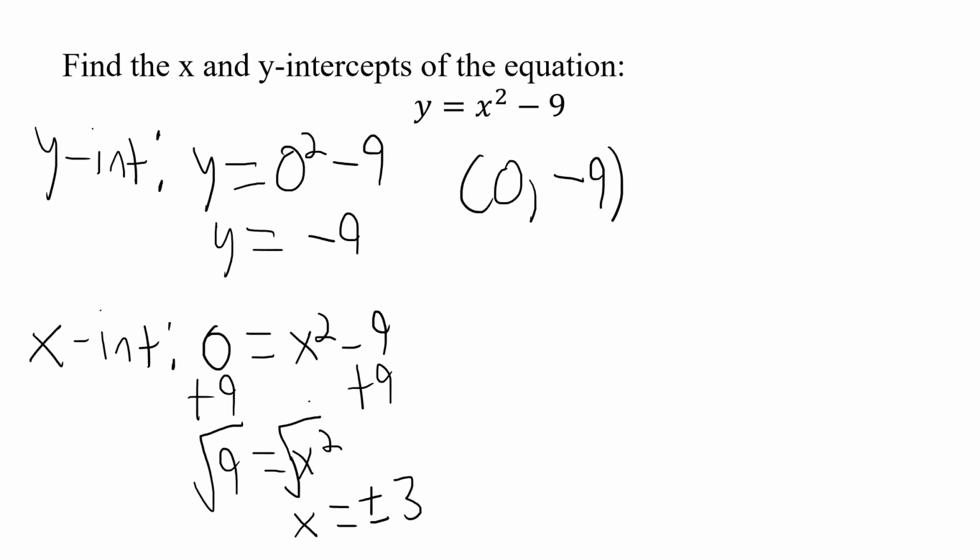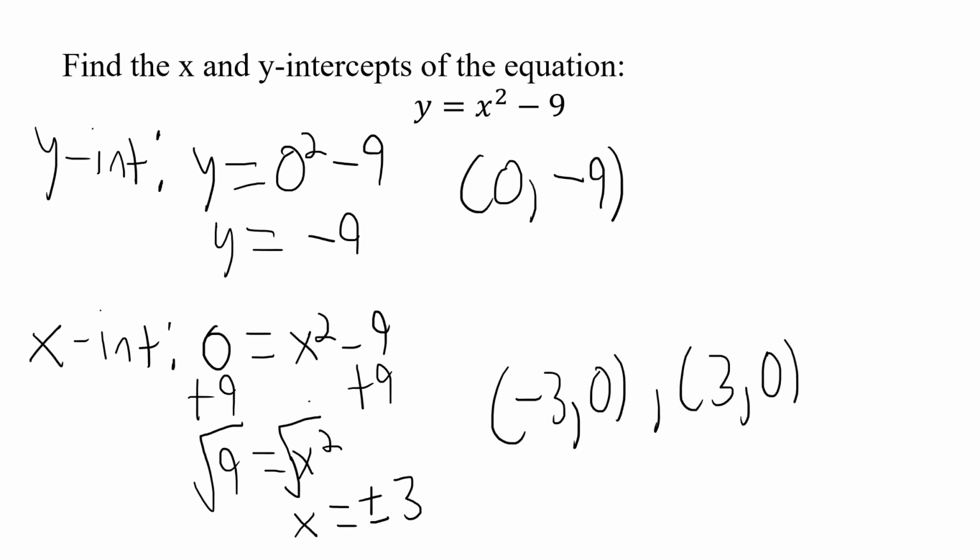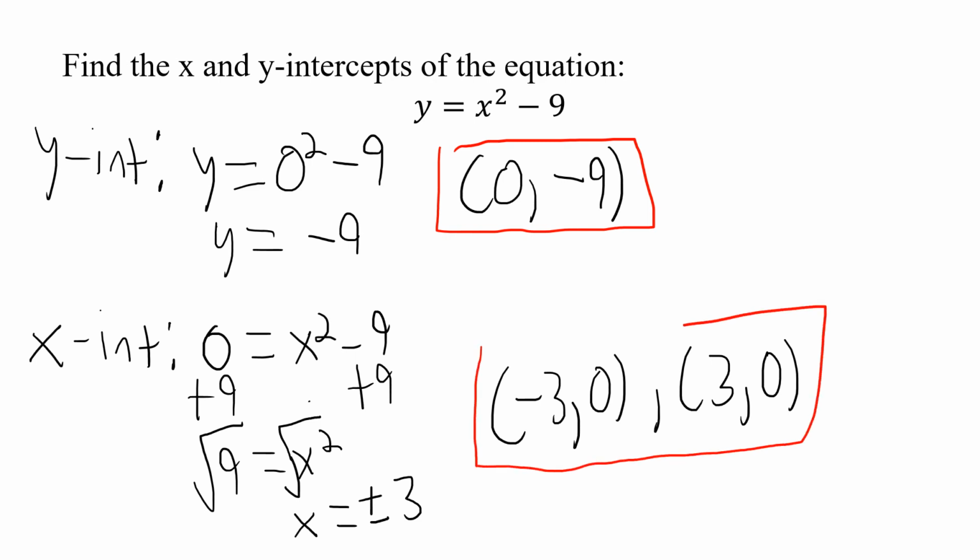Just as we predicted, we have two intercepts: plus 3 and minus 3. We write those out as (negative 3, 0) and (3, 0). So our intercepts are, for the y, (0, negative 9), and for the x, (negative 3, 0) and (3, 0).